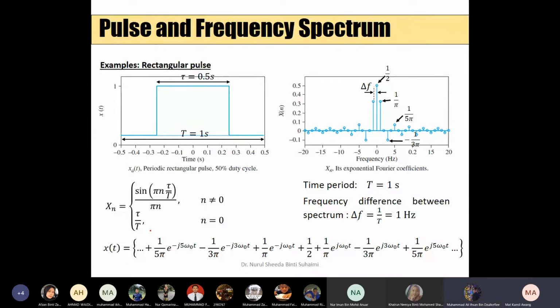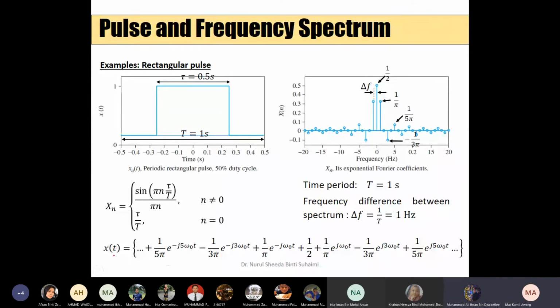Right? The time T in this example is 1 second, and the frequency difference between spectrum lines, which is 1 over T, is 1 hertz. So from one point to another is 1 hertz, because that is actually the frequency of the signal. Right?